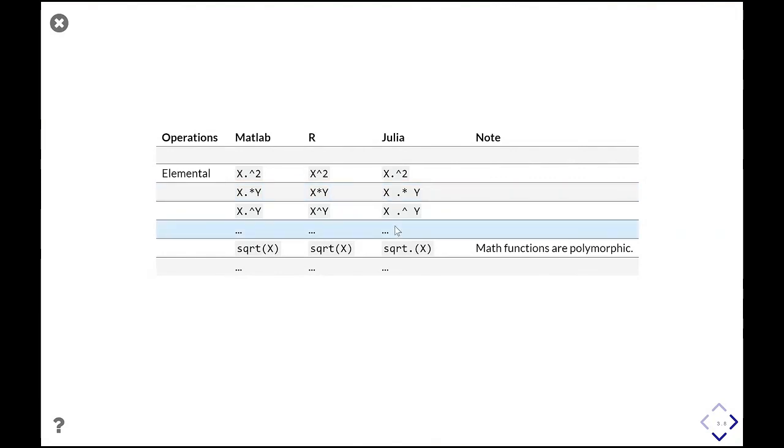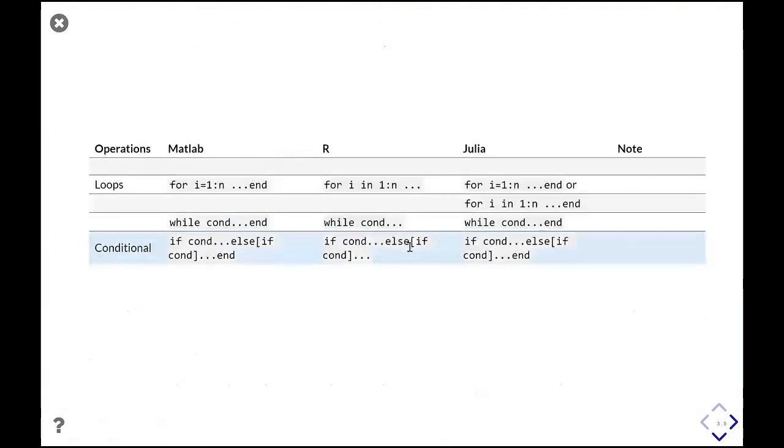And this is even true for functions as well. In MATLAB and R, you can apply the mathematical function directly to array types. But in Julia, you need to put the dot in at the end. So mathematical functions in Julia have just a different syntax behavior for elementary operations. Continuing, for loops and while loops and conditional evaluations, if, else, elseif, are all available in Julia.